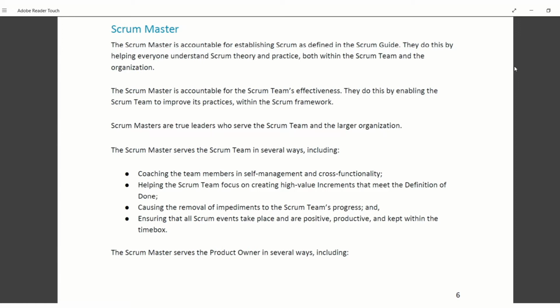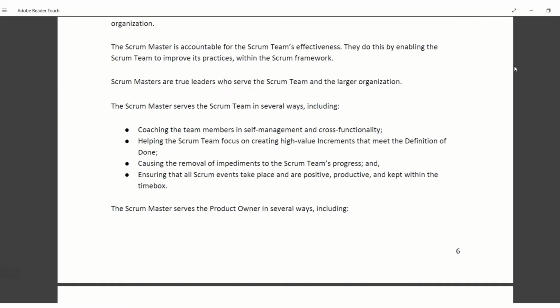The Scrum Master is accountable for the Scrum team's effectiveness. They do this by enabling the Scrum team to improve its practices within the Scrum framework. Scrum Masters are true leaders who serve the Scrum team and the larger organization.